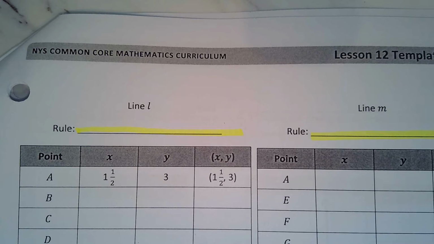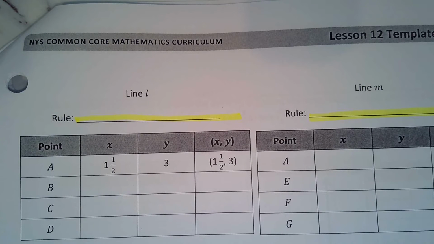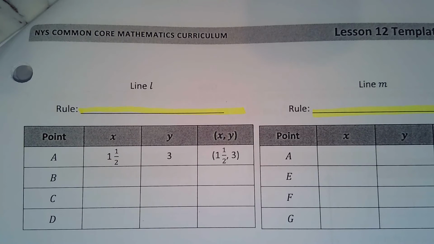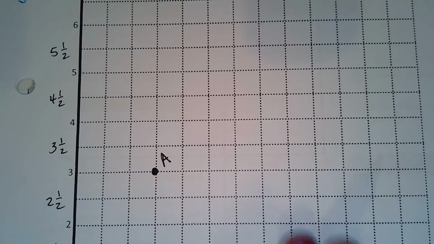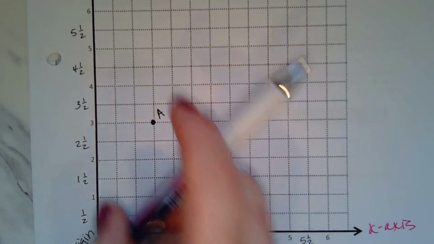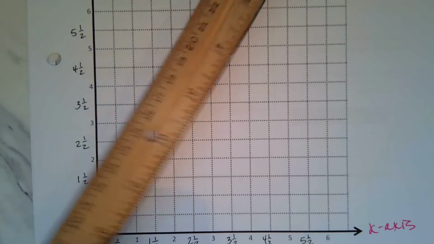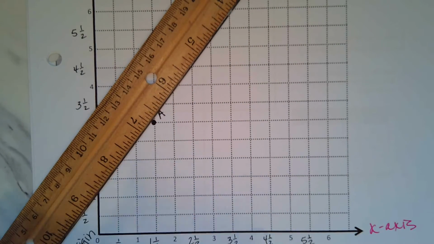Well, if you noticed, the Y coordinate is twice as much as the X coordinate. Or you could say the X coordinate is 1.5 less than the Y coordinate. So I'm kind of visualizing a line right now. I'm visualizing a line that's going to go through point A. So I wonder what a line could look like going through point A. Don't draw anything yet. Just imagine.